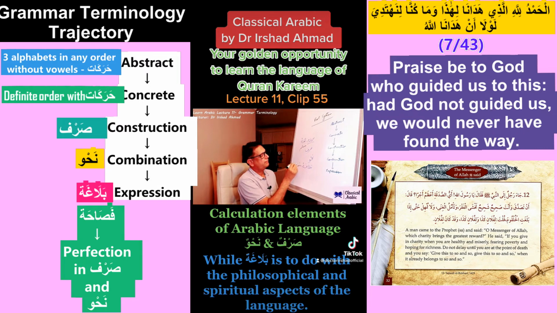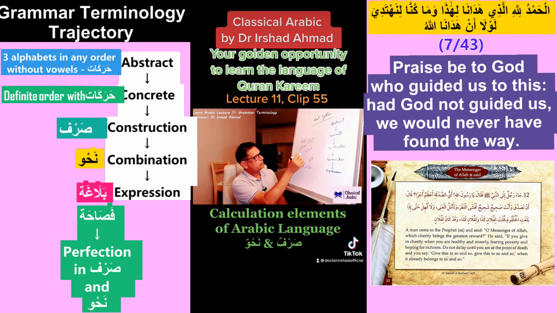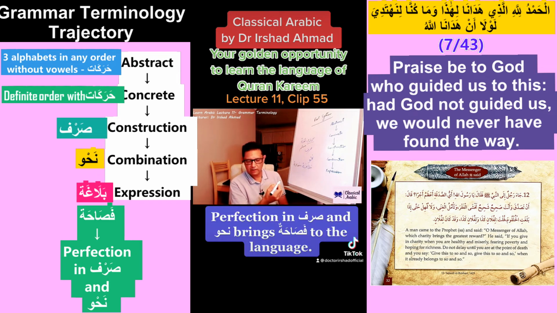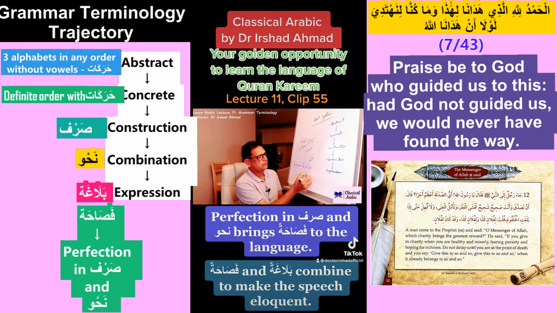Fasaha. So fasaha is to do with the Sarf and Nahw, and perfection in Sarf and Nahw. And then fasaha and balagha, they combine to make the speech eloquent. So Quran is both Fasih as well as Baliq. That's the terminology we often hear, Fasih and Baliq.